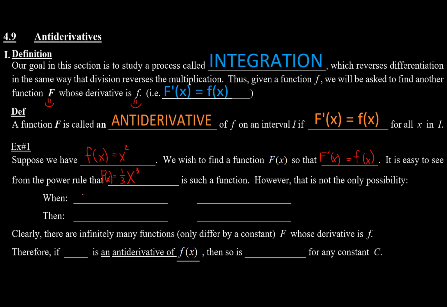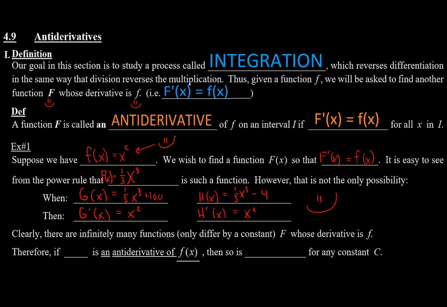However, that's not the only possibility. We could also possibly have the function 1/3 x cubed plus 100. If we take the derivative of that, that will give us x squared. We could also have the function 1/3 x cubed minus 4. And when we take the derivative of that, we still end up with just plain Jane x squared. So there are a lot of options here for the antiderivative that gives us x squared.